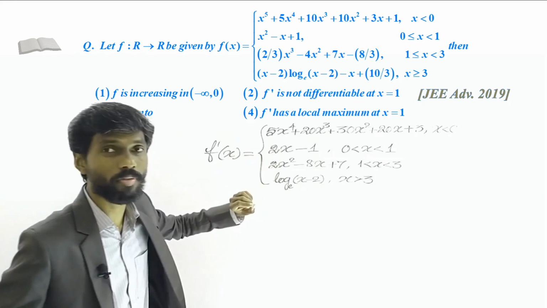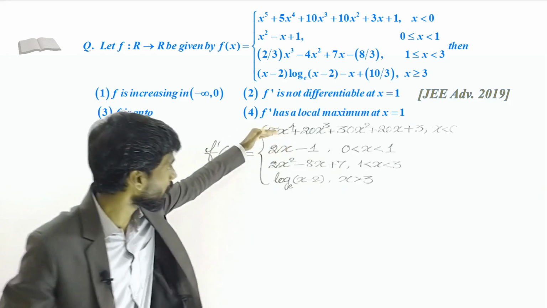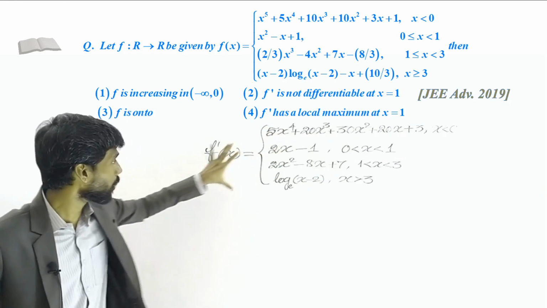So this is the derivative of the function, right? So x to the power 5, that is derivative 5x to the power 4, etc. Right? So we found the derivative of each of these expressions. So that is the derivative of the function f dash x.